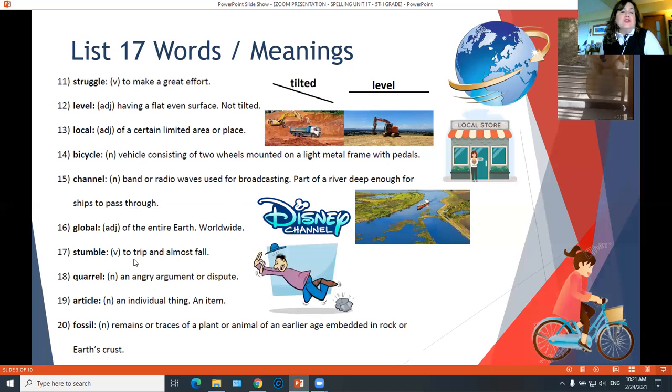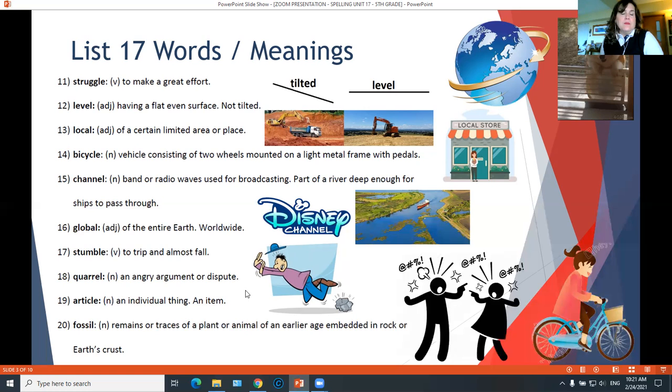Stumble. Stumble is to trip and almost fall. For example, this guy here in the picture has stumbled on this rock, okay? He's stumbling and he almost falls, okay? Quarrel. Quarrel is an angry argument or dispute, okay? These two people here are having a quarrel.